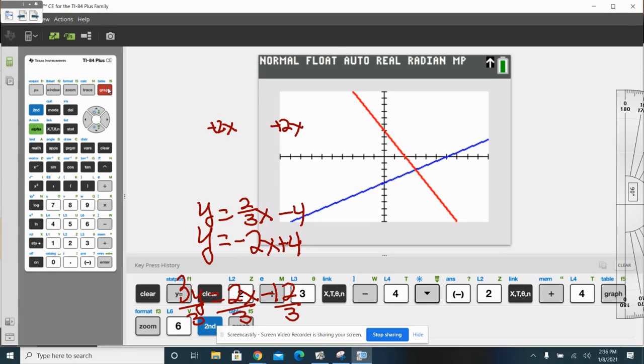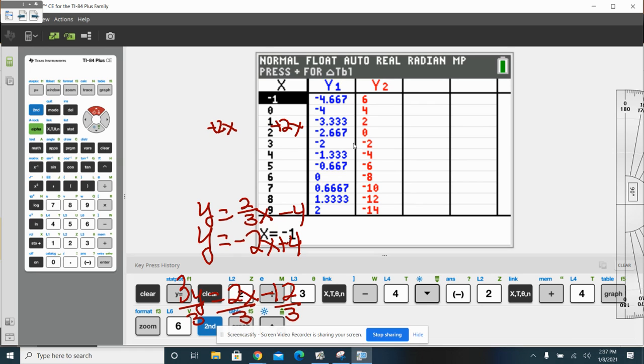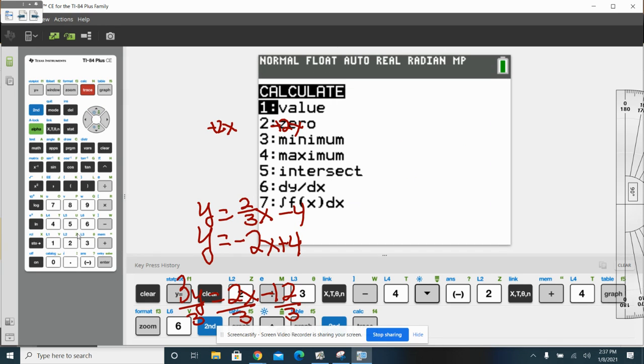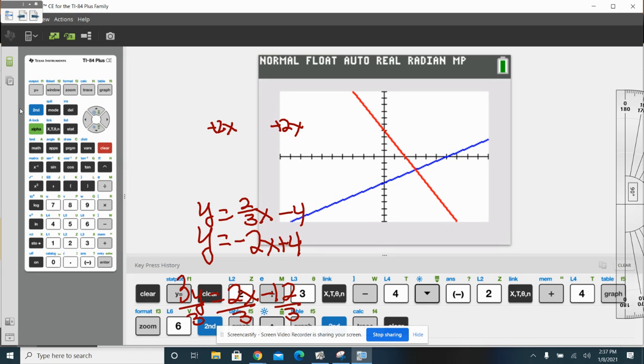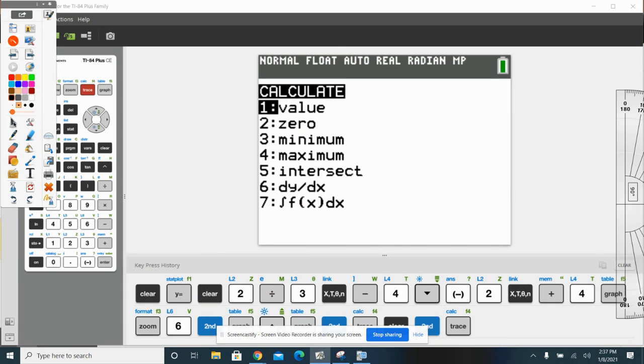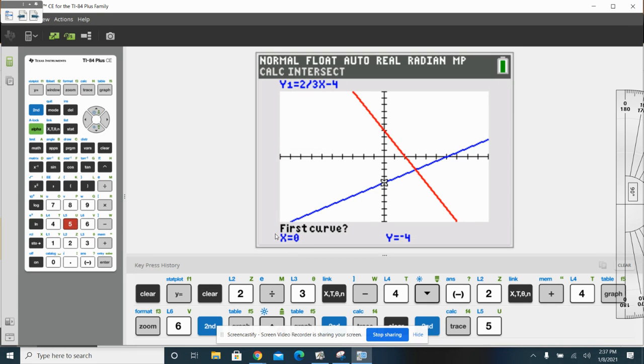You could go to the table and look and see if there's any points in common. And oh, sure enough, there it is, 3, -2. So 3, -2 is the point of intersection. But the best thing to do is this command, second calculate. I wanted to clear off the annotations so you can see what's happening here. We're looking for the intersection. Where do they cross? Where do they intersect?